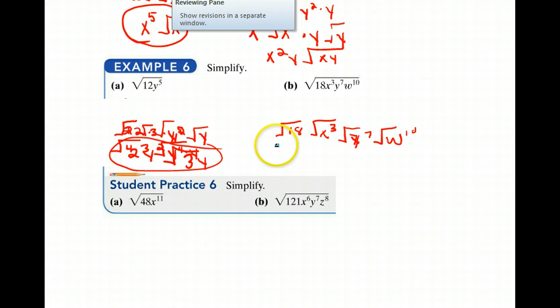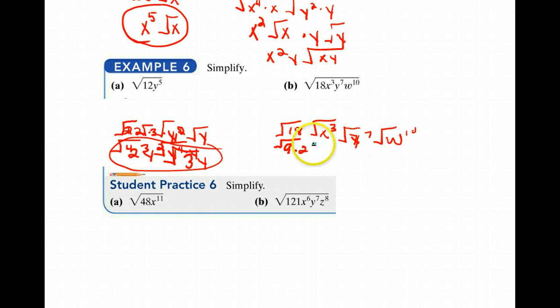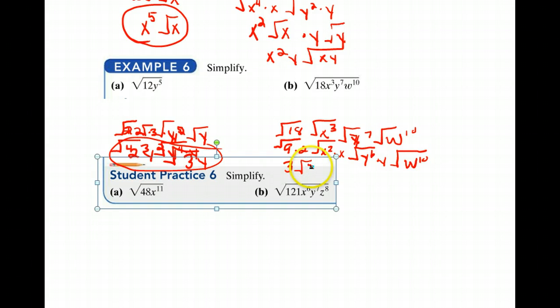So we're going to break our 18 into 9 times 2. Our x, we want to break into x squared times x. Our y to the 7th, we want to break into y to the 6th times y. And our w, we can just leave as w to the 10th because it's an even power. So now let's take care of evaluating these square roots. For our numericals, we can do the square root of 9 is 3, and that leaves us with root 2.